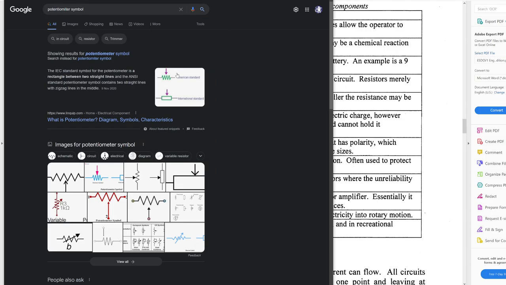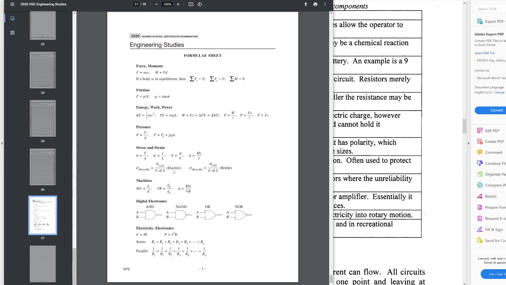It's shown as a variable resistor. So a resistor with an arrow across it like that is how we can show a potentiometer. Okay, and let's get back into it.